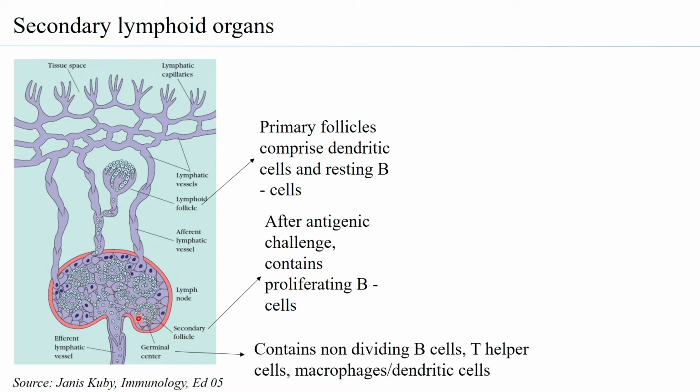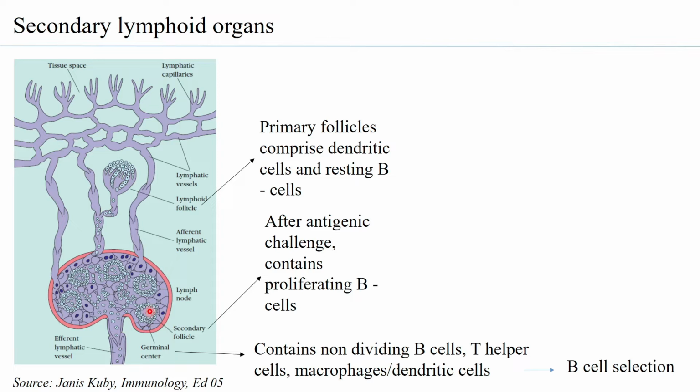Inside the germinal center you will have non-dividing B cells, T helper cells, and macrophages or dendritic cells. All these together will activate B cells, and the B cells will begin proliferating. So you will find that the secondary follicle has a lot of proliferating B cells. What is also interesting to note is that in the germinal centers, there is a phenomenon called B cell selection happening.